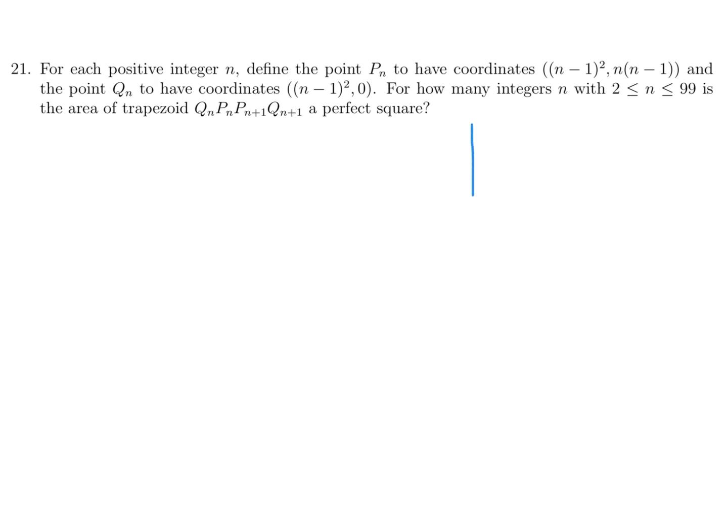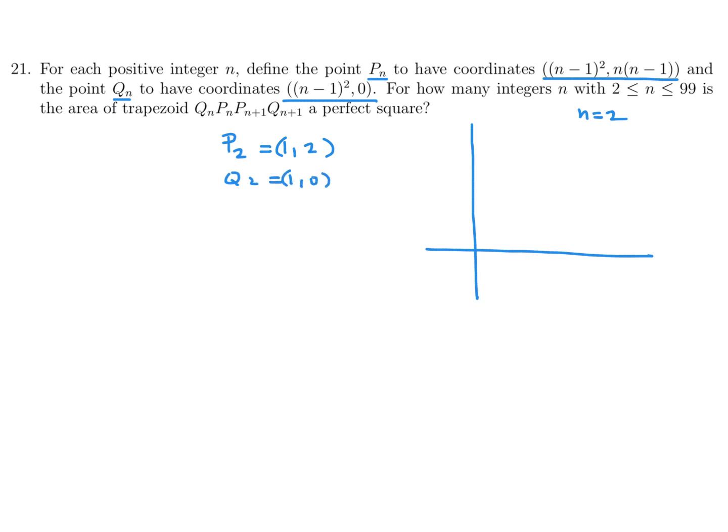Well, let me draw something first, and let's do it for n equals 2 and see what happens. If n equals 2, then P2 would be (1, 2). Remember, I'm using these formulas: Pn is this, and Qn is this guy. So Q2 would be (1, 0). P3 would be (4, 6), and Q3 would be (4, 0). I'm just trying to figure out what it looks like.